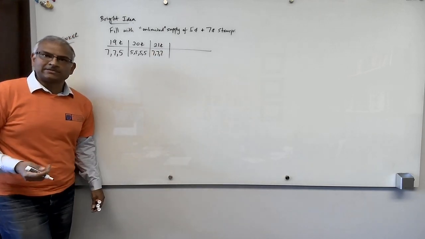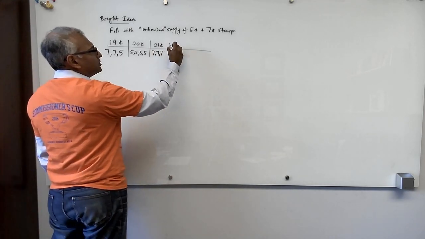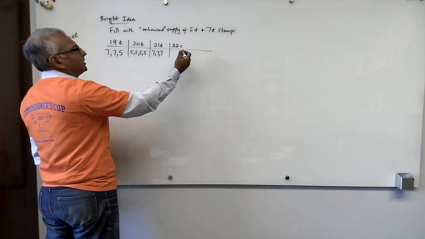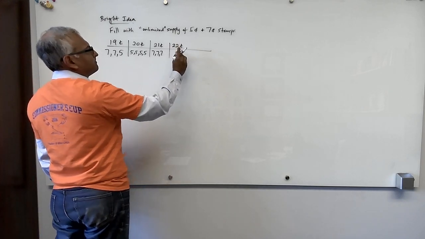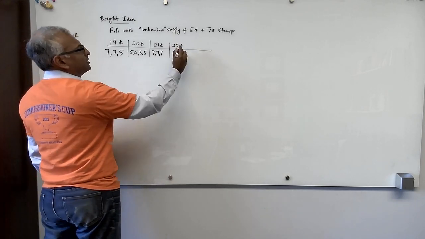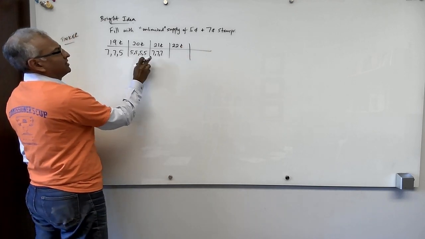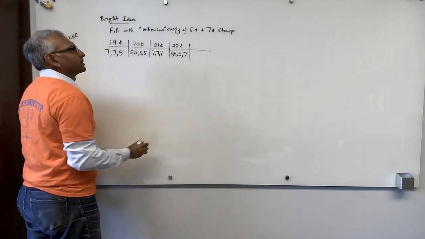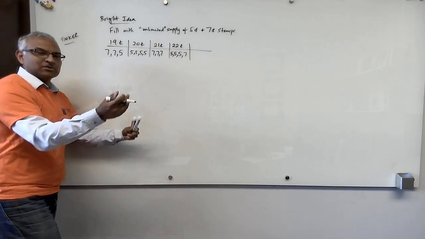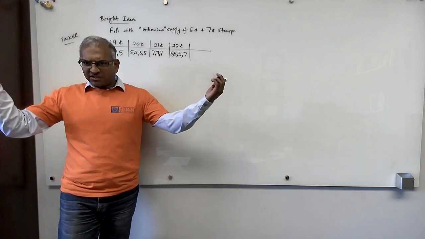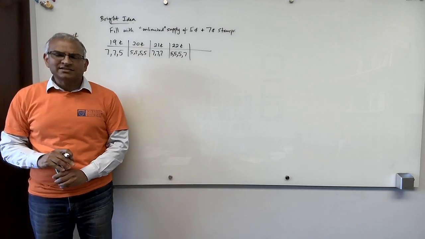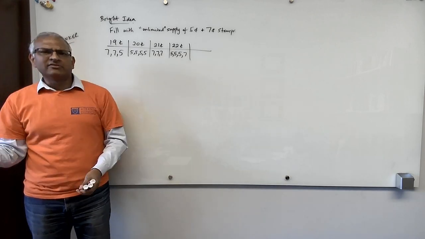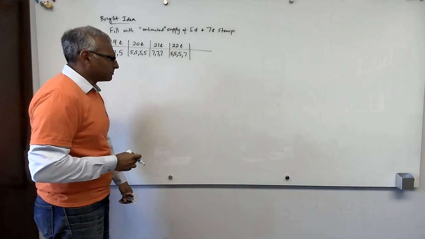Things are looking great. What about 22 cents? Let's see. I can do 5, 5, 5 and then a 7. So 15 plus 7, 22 cents. Things are looking great. It looks like I have succeeded in filling my machine once and for all with 5 and 7 cent stamps, and I'm done. Just an unlimited supply of 5 and 7 cent stamps. Whatever you need, you can get out of the postage machine.